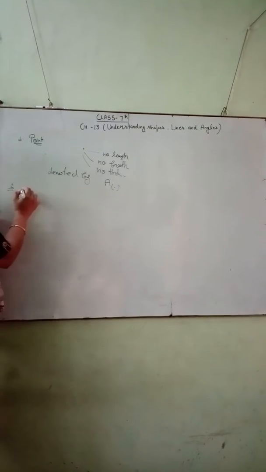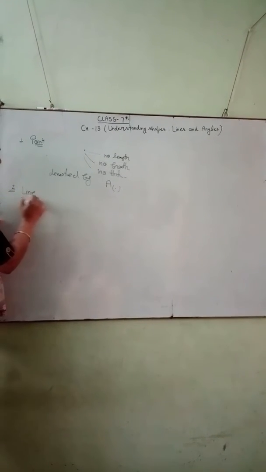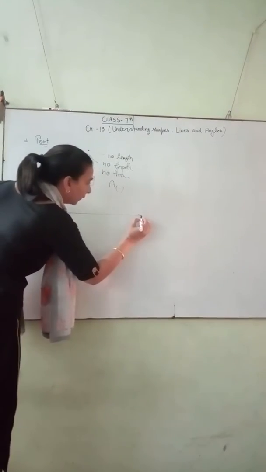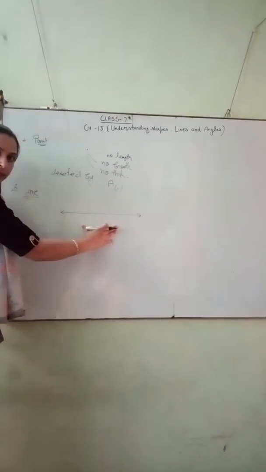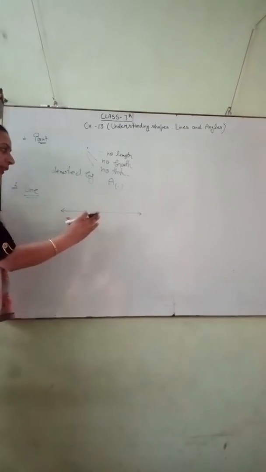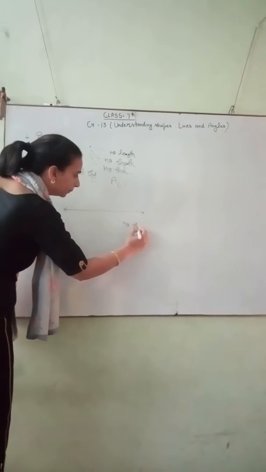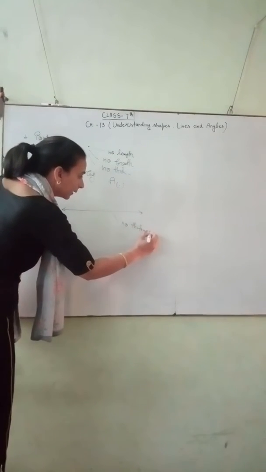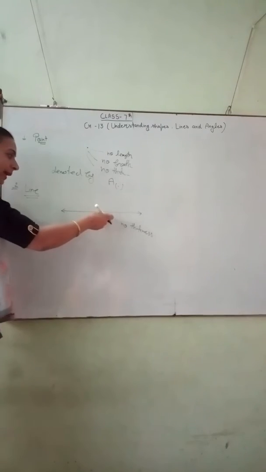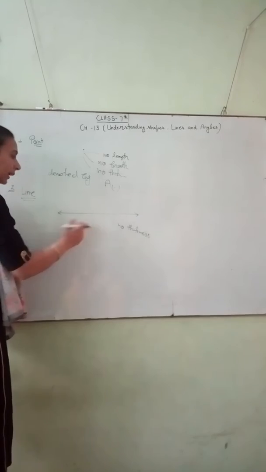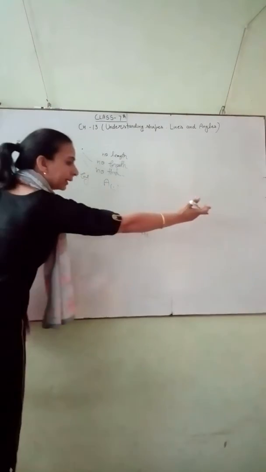Second, a line. What is a line? Students, what is a line? We can take this type. This is a line. And a line has no thickness. And a line, we extend it in both the directions. We extend it in both the directions, meaning left hand side and also right hand side.